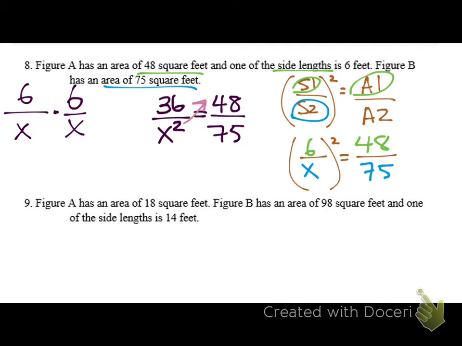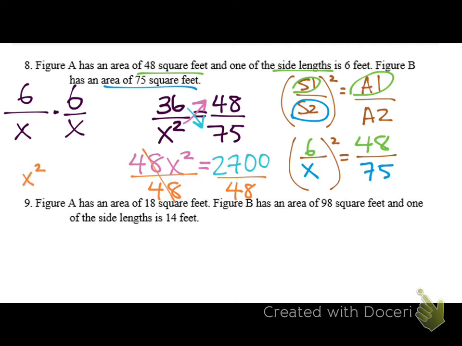Cross multiply. We get 48x squared equals, what is 36 times 75? 2,700. Divide by 48. We get 56.25. Take the square root. And 7.5, and it is feet. So you'll definitely have a question like this on your test. I literally copied and pasted, changed the numbers, but it's going to be the same idea. Just make sure you square the x as well.